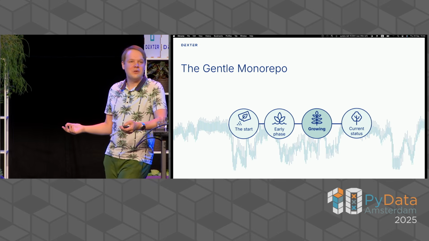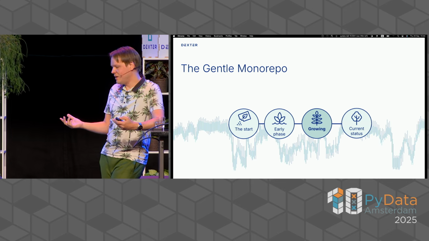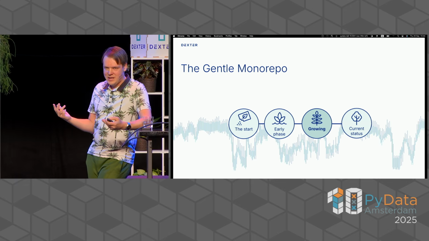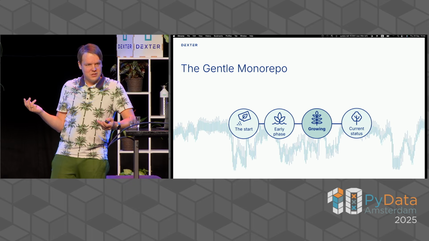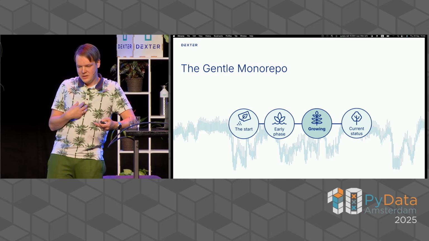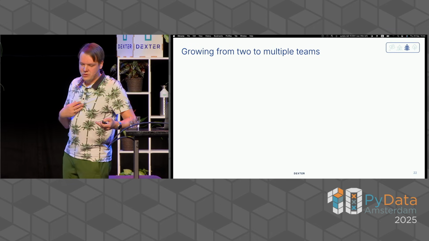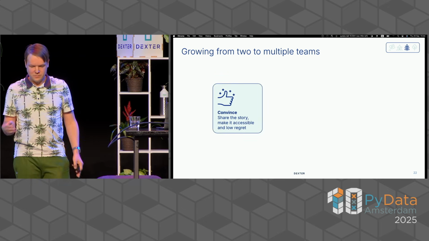Okay, so we were well on our way. We had our 2 teams very happy collaborating. And people started to notice. Other product teams also started to hear about this Monorepo thing we had going on, and we also wanted to grow it. So how do you go about the growing phase? How do you grow from 2 teams to multiple teams?